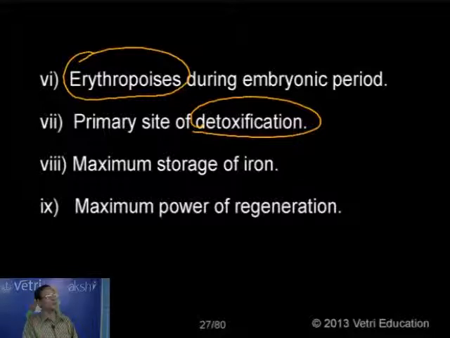We will see its role later in digestion. What are they doing?